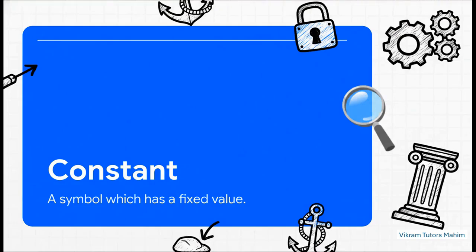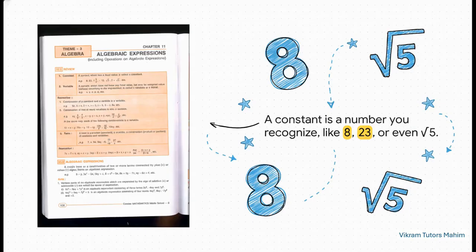Okay, our first letter in this new language is something called a constant. Think of it as the most reliable, dependable player on the team. It's a symbol with a fixed value, a number that never ever changes. It just is what it is. And here's the best part. You already know these. You've been using them your whole life. We're talking about numbers like 8, 23, or even something like the square root of 5. If its value is locked in, totally set in stone, boom, it's a constant.